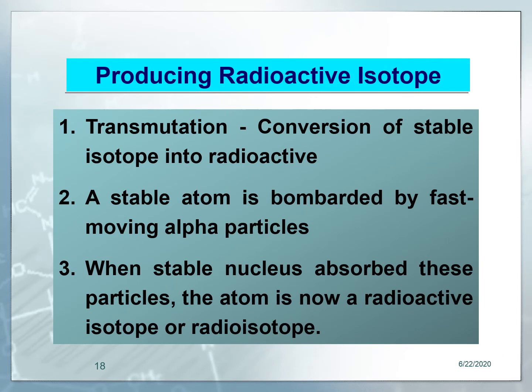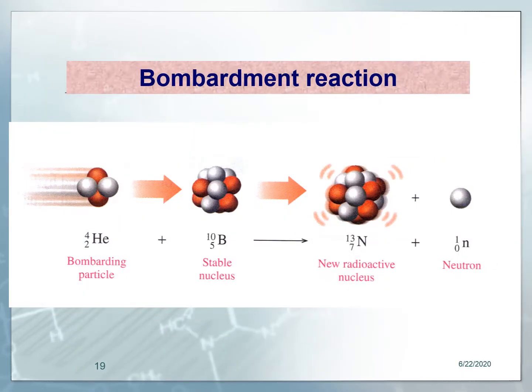Next, we learn how to produce radioactive isotopes. Today, more than 1,500 radioisotopes are produced by converting stable, non-radioactive isotopes into radioactive ones. The process of conversion of a stable isotope into a radioactive one is called transmutation. To do this, a stable atom is bombarded by fast-moving alpha particles, protons, or neutrons. When the stable nucleus absorbs these particles, the atom becomes a radioactive isotope, or radioisotope. In this bombardment reaction, a neutron is emitted, such as in this example.